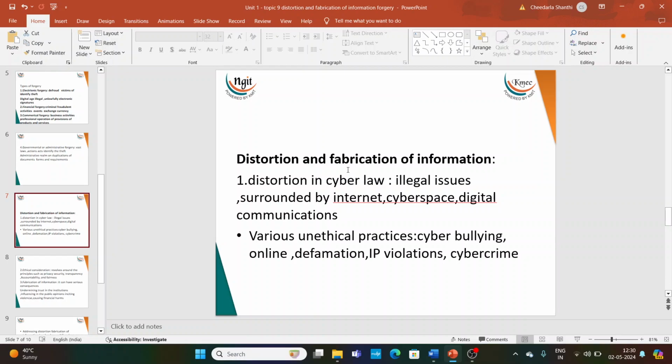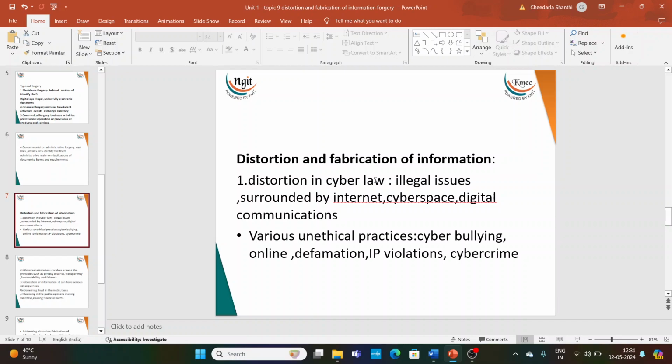Destruction and fabrication says that illegal issues go on through the network, internet, cyberspace, and digital communication, which typically involves misrepresentation of facts and creating false information. This can happen for various reasons, to manipulate opinions and deceive others to achieve certain objectives. For that reason, you are going for distortion.